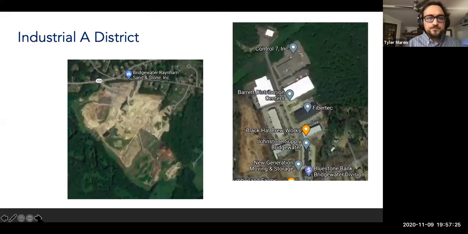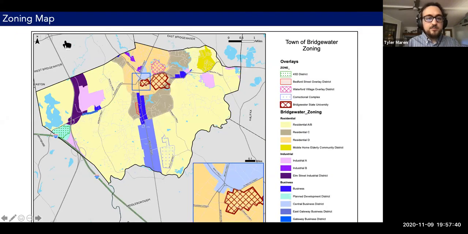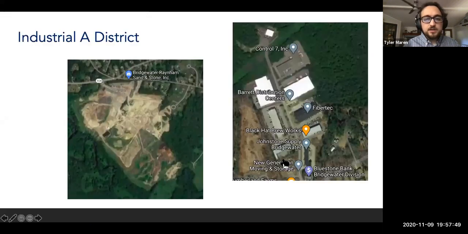Yes, next slide. Okay, so industrial A, like residential A, B, and business B, is sort of the default. These are a few Google Maps screenshots of a few examples of these districts. Yes, so industrial A is found in a few places. Yes, thank you, Alexis. Essentially this is the default district.